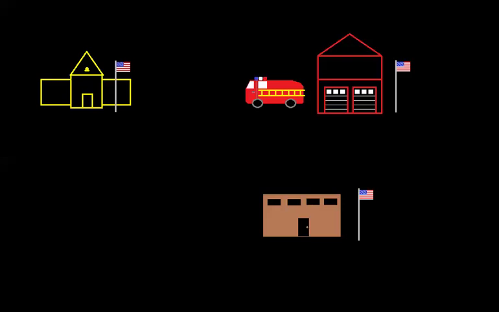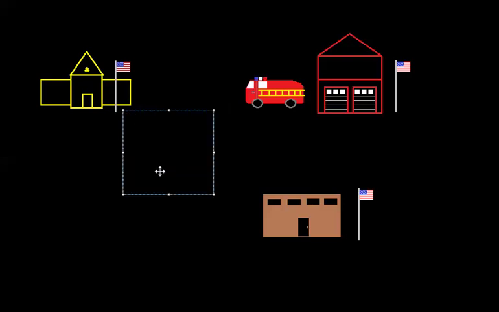So, I drew a couple of things here. I drew a school, my best attempt at a school, my best attempt at a fire station here with the little fire truck out front, and there's another building here. So, usually there's a few different ways you can send your fire alarm signal to the fire department. But it never goes directly to the fire station. It always goes to a dispatch center.